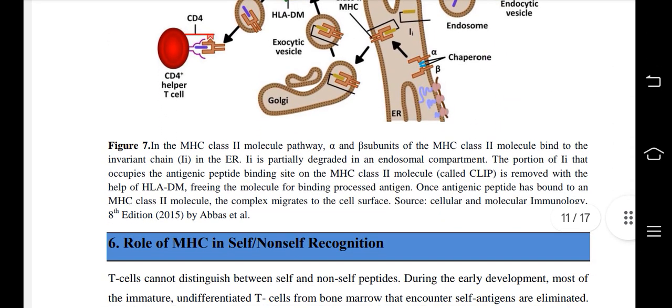In the class 2 MHC molecule pathway, alpha and beta subunits of the MHC class 2 molecule bind to the invariant chain and the Li is partially degraded in an endosomal compartment. The portion of Li which occupies the antigenic peptide binding site of the MHC class 2 molecule, called CLIP, is removed with the help of HLA-DM, freeing the molecule for binding to antigen. Once the antigenic peptide has bound to the MHC class 2 molecule, the complex migrates to the cell surface.